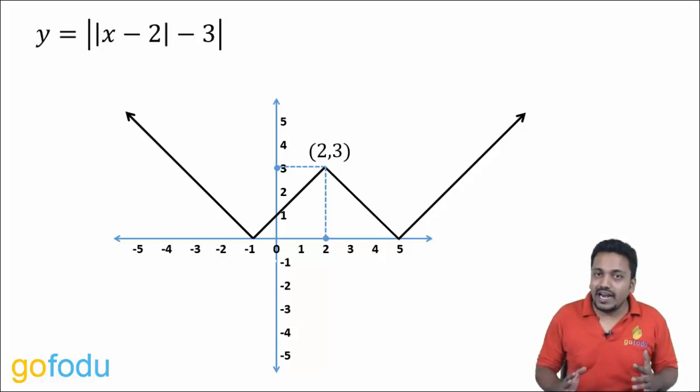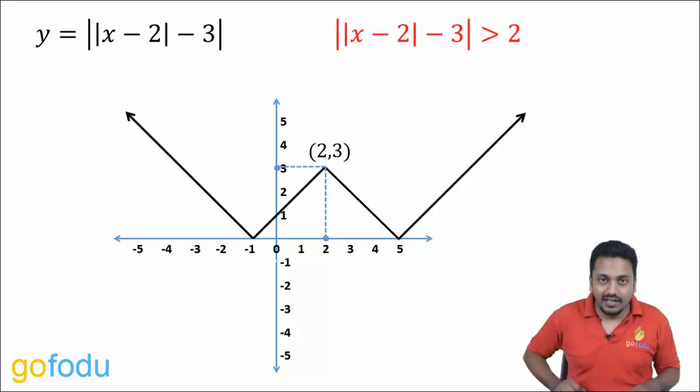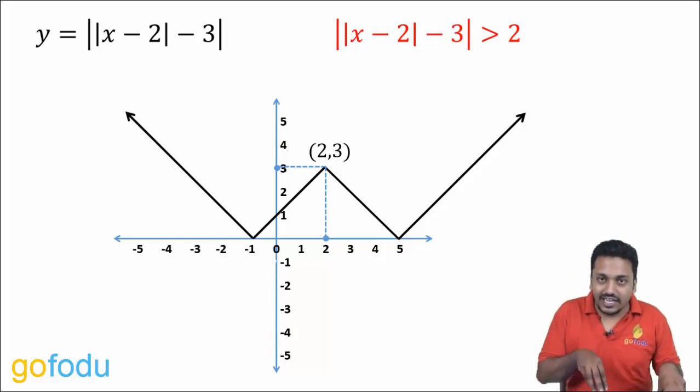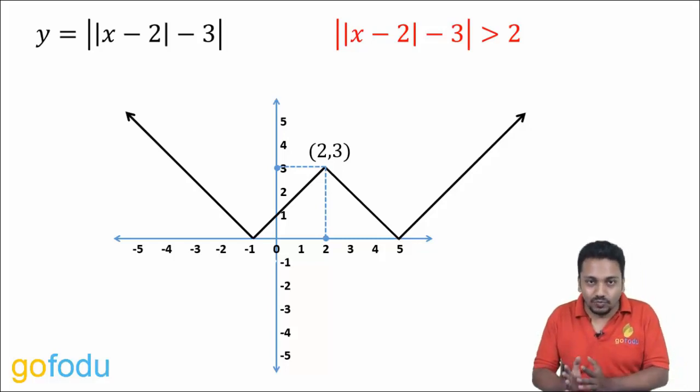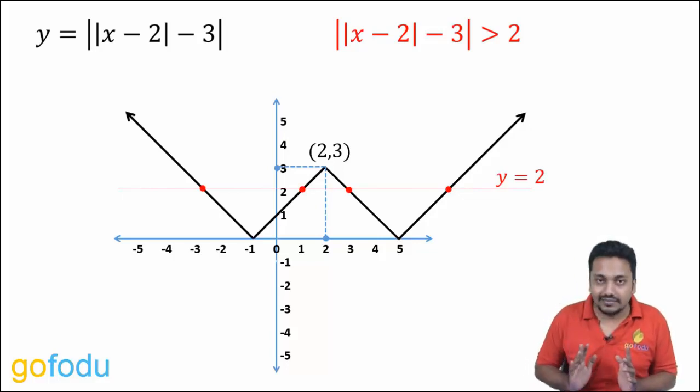Now suppose we had an inequality like this given above. We can solve this with the help of a graph. We already have the graph of the left hand side. Our second equation is y is equal to 2. The part on the right hand side, this is y is equal to 2, shown by this red line.